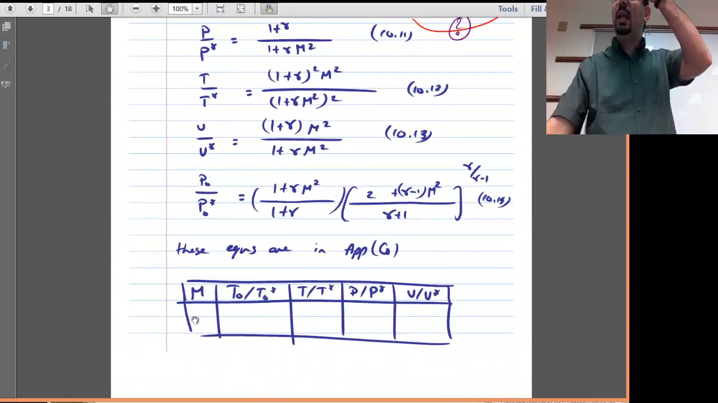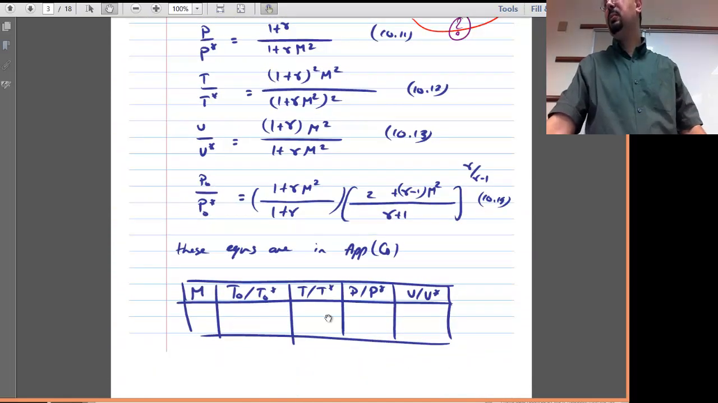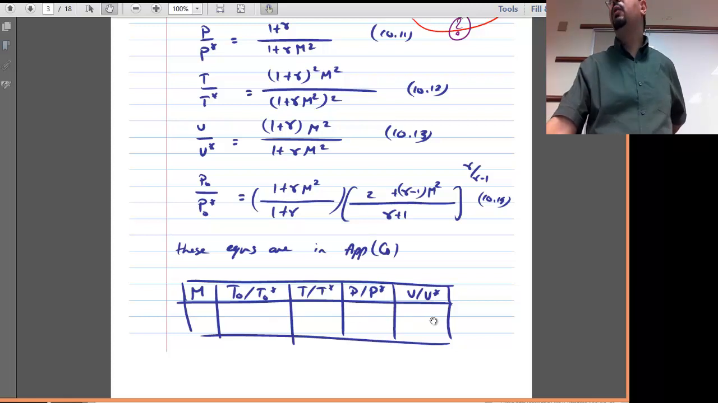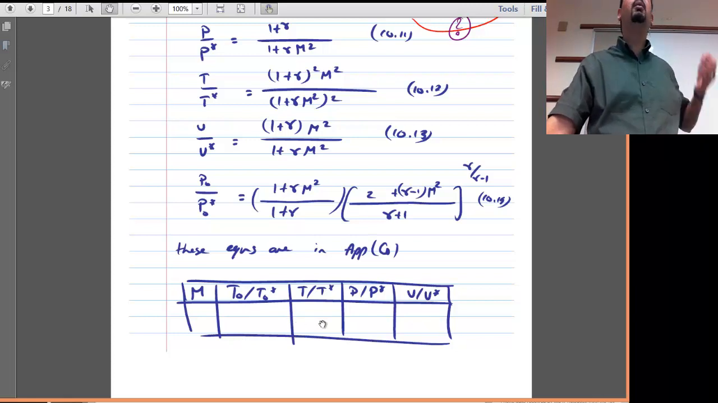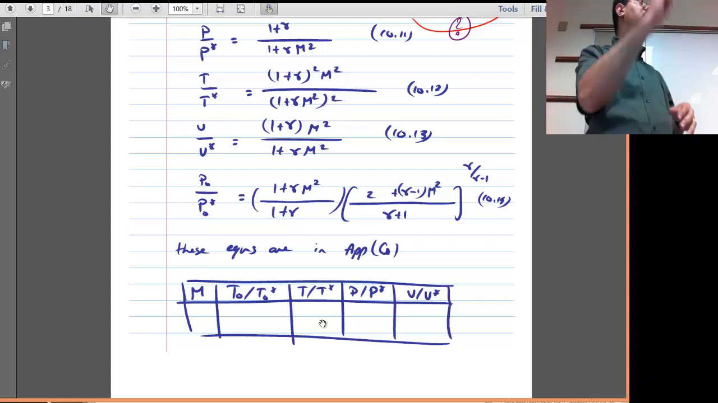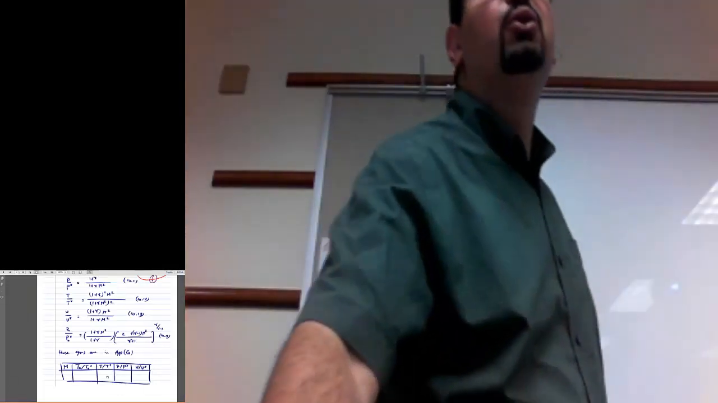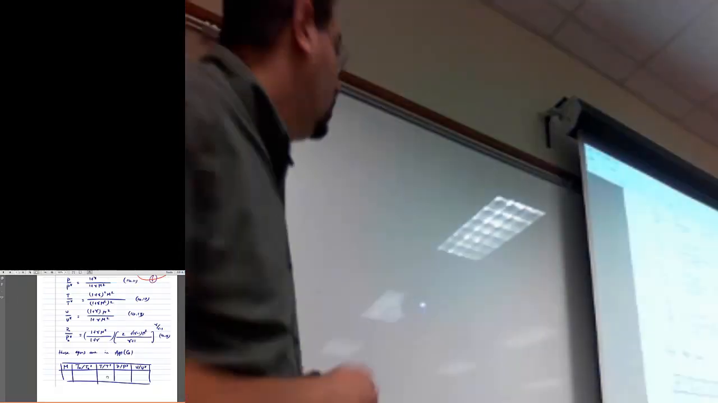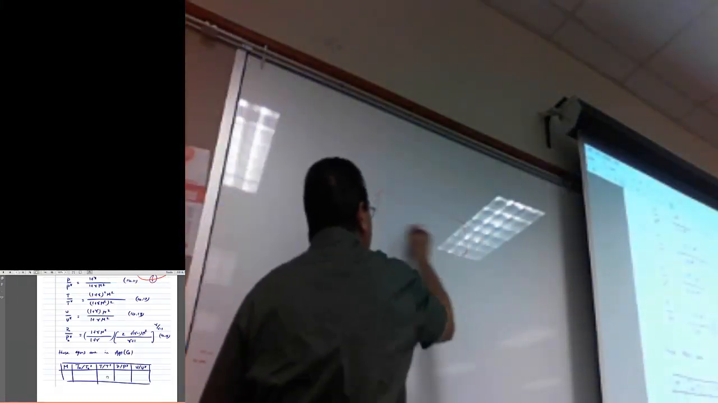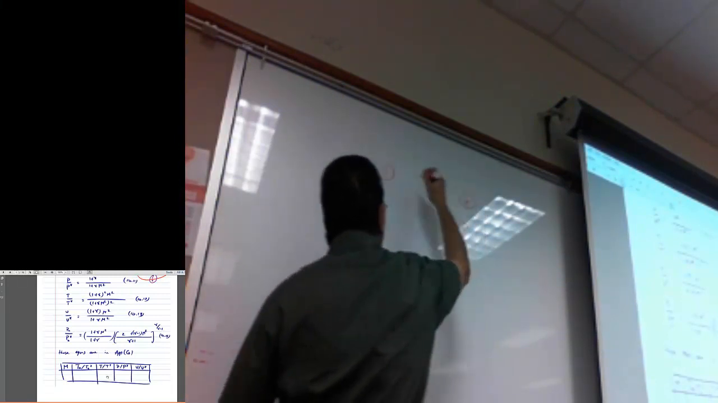So Appendix G basically has the Mach number and all those equations in table form. T naught over T star, T over T star, P over P star, V over V star, everything is basically in terms of the star condition. If you know the Mach number at 1, you can get T1 over T star, and then if you know the Mach number at 2, you can also get T2 over T star, and that's how you'll be able to solve for T2. So that cartoon that I'm always making, here's 1 and here's 2.